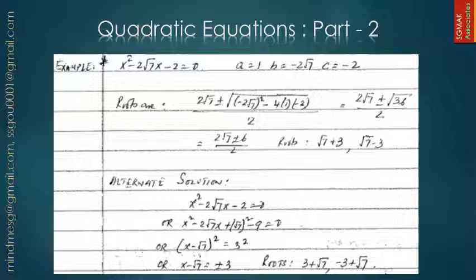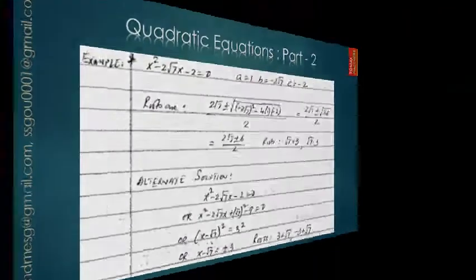In this case, if you take the square root of that expression, x minus square root of 7 becomes plus minus 3. So that gives you two roots, 3 plus square root of 7 and minus 3 plus square root of 7. Two different ways of solving the same problem. Let's look at the next.